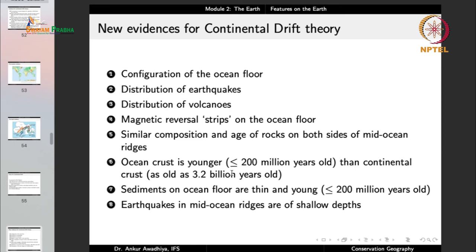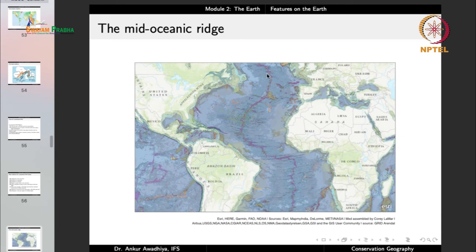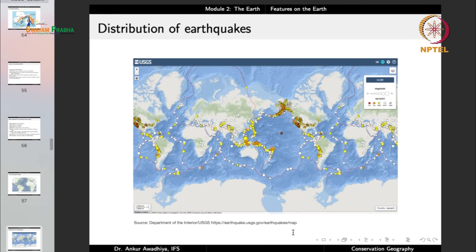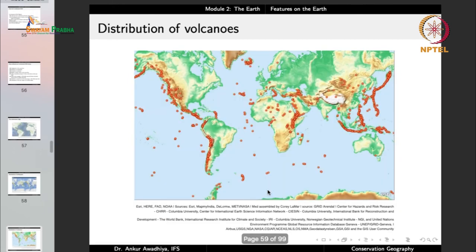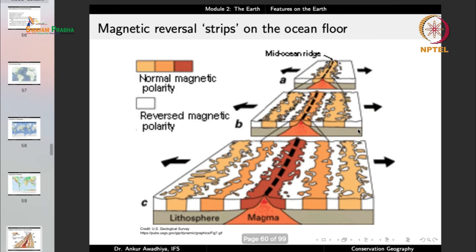We know that the oceanic crust is much younger than the continental crust, the sediments on the ocean floor are thin and young, and that the earthquakes in mid-oceanic ridges are of shallow depth. And especially the analysis of the mid-oceanic ridges has helped us to understand the forces that are happening. So we have looked at the distribution of earthquakes, and this distribution moves along certain lines, and these lines are what differentiate different tectonic plates. The distribution of volcanoes is also very similar. We find a linear arrangement of these volcanoes.